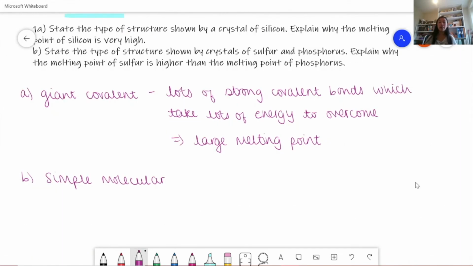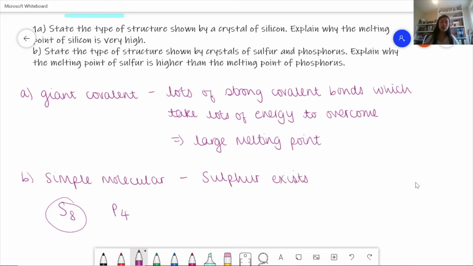And so the melting point of sulfur is higher than the melting point of phosphorus because when we draw out the molecules, the sulfur molecule is much bigger because sulfur exists in 8s and phosphorus exists in 4s. And so the molecule of sulfur is much, much bigger. And this means that it has stronger van der Waals forces between the molecules, and so they take more energy to overcome.